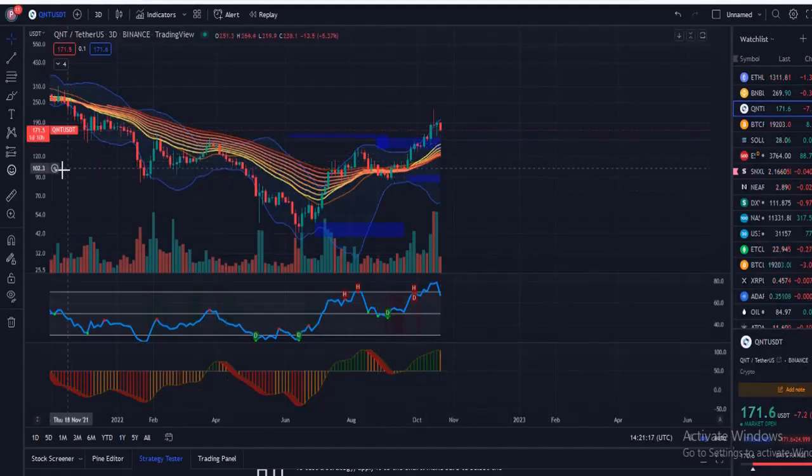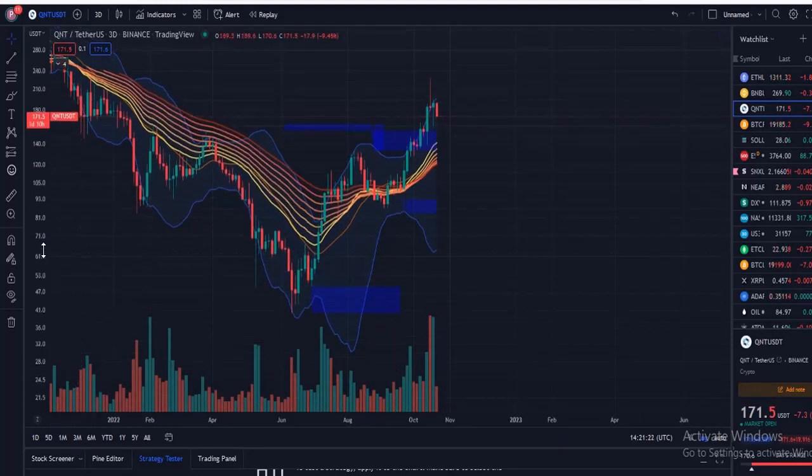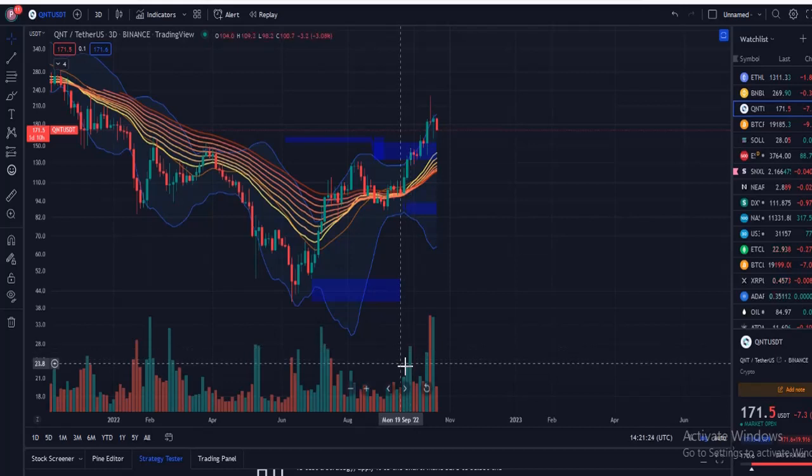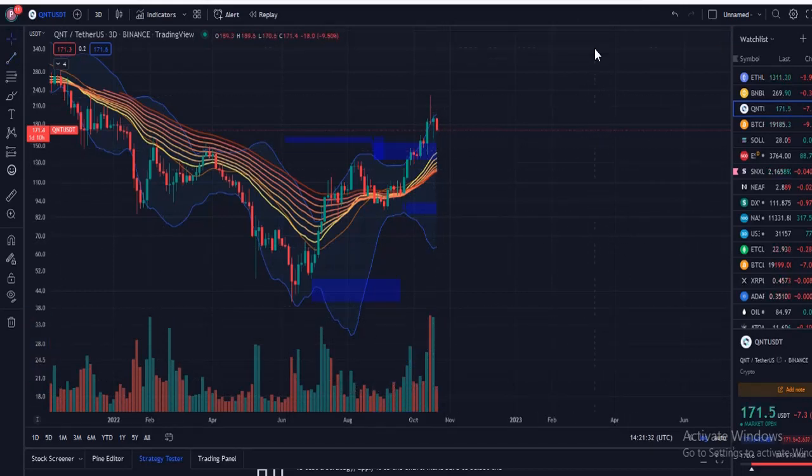Now this is Quant on the daily time frame. As you can see, our volume has really been increasing, and every single place where we saw volume increase, that means that the coin is very, very bullish.